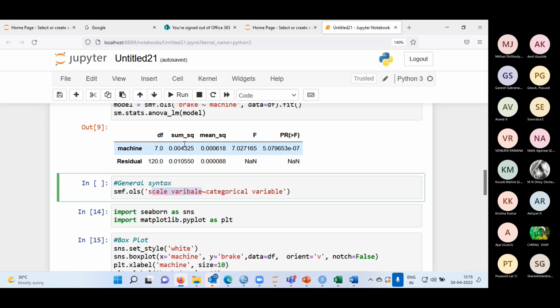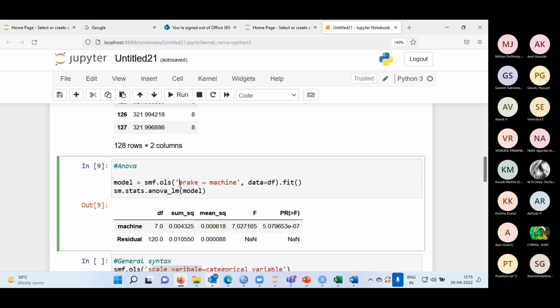In my case, what is the scale variable? The scale variable is break, right? The second variable, which is categorical, is machine, right? So that categorical variable is followed after the tilde symbol.